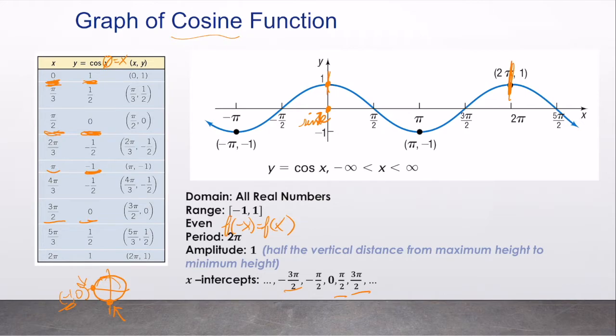Okay, let me write that down. Let's do odd integer multiples of pi over 2. And it doesn't cross at 0, right? So let's get rid of that. That was a typo. Odd integer multiples of pi over 2.